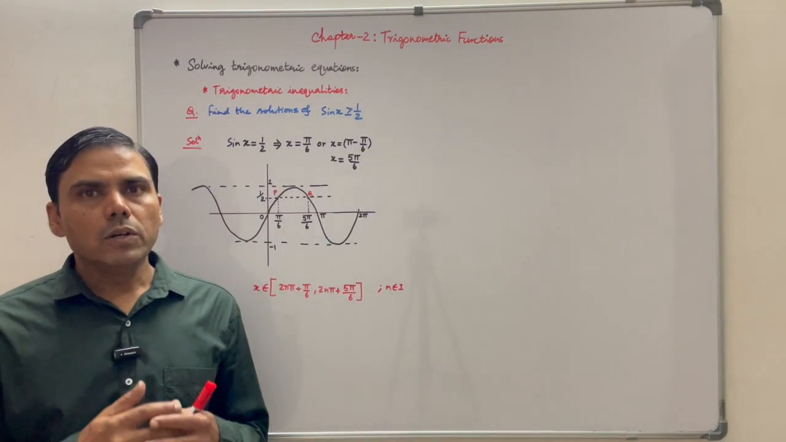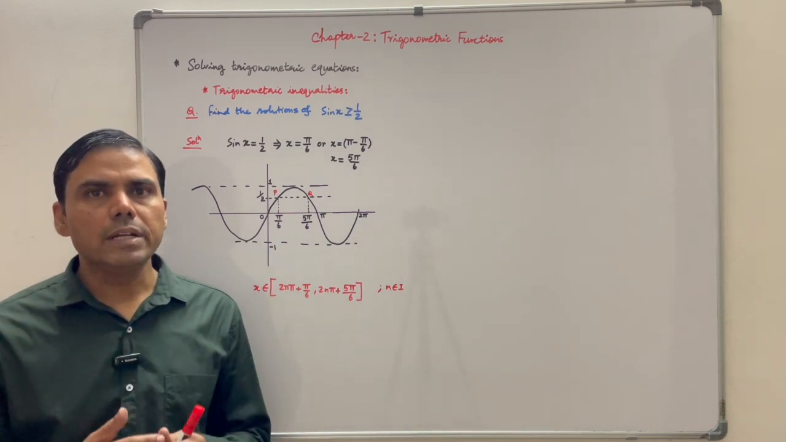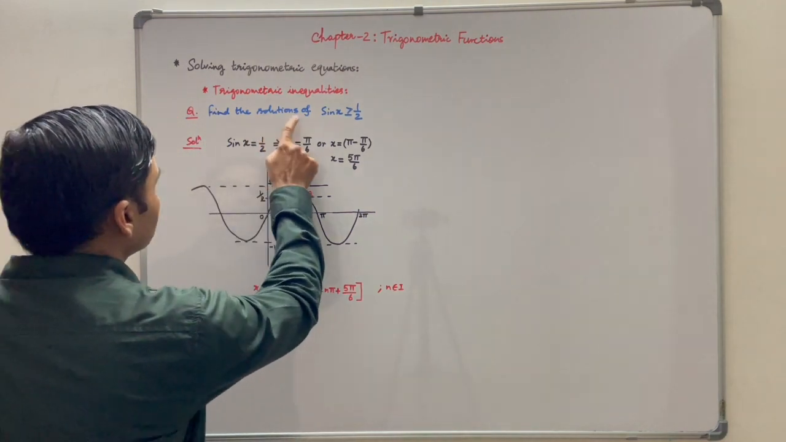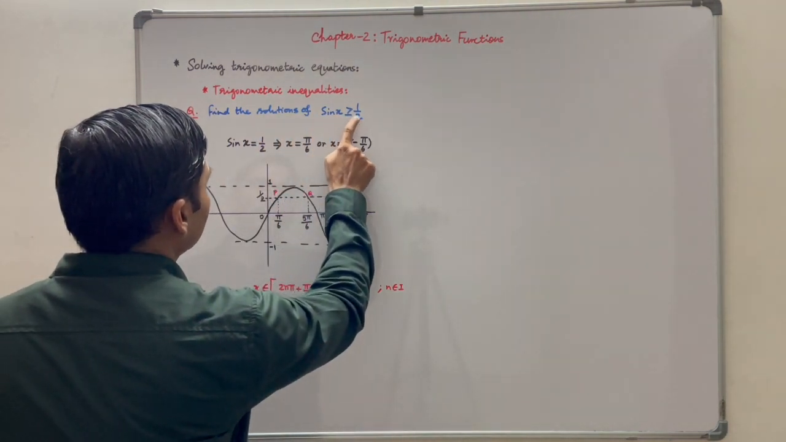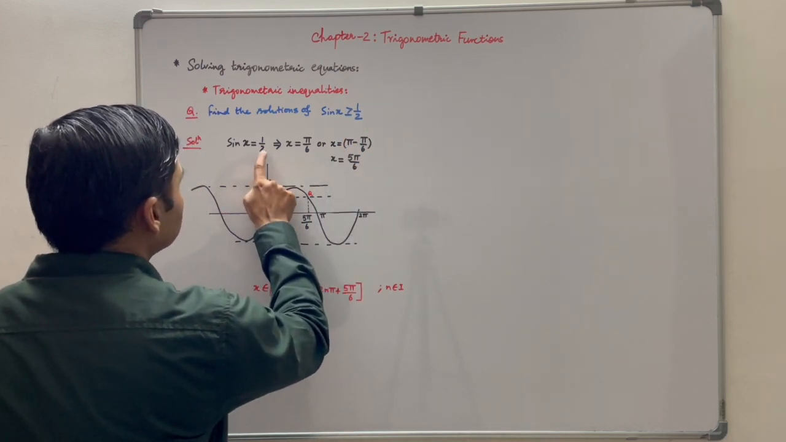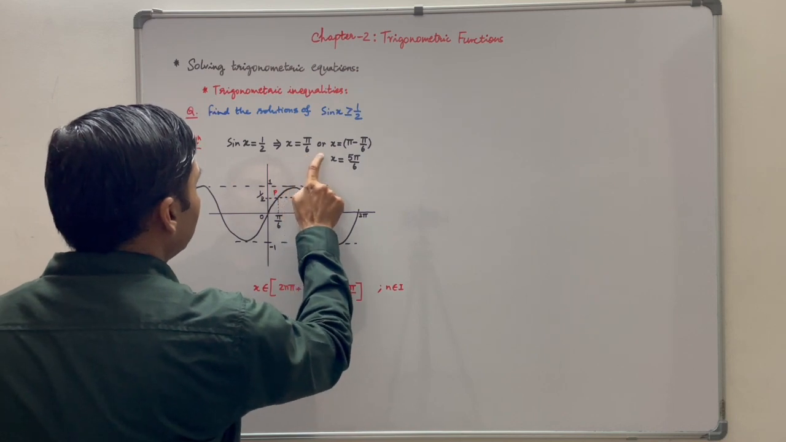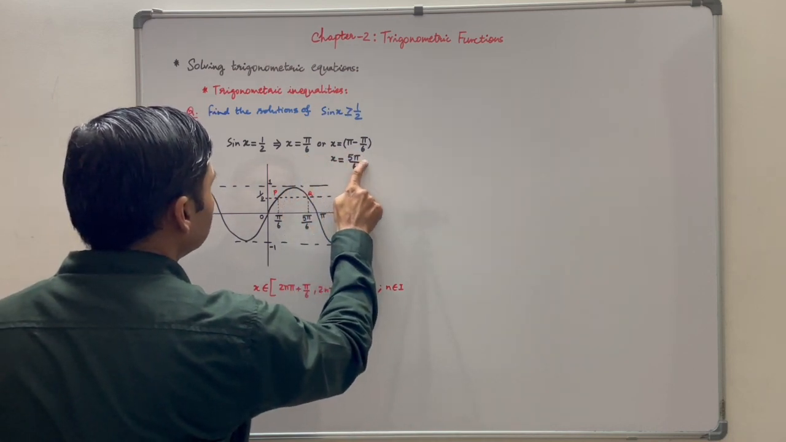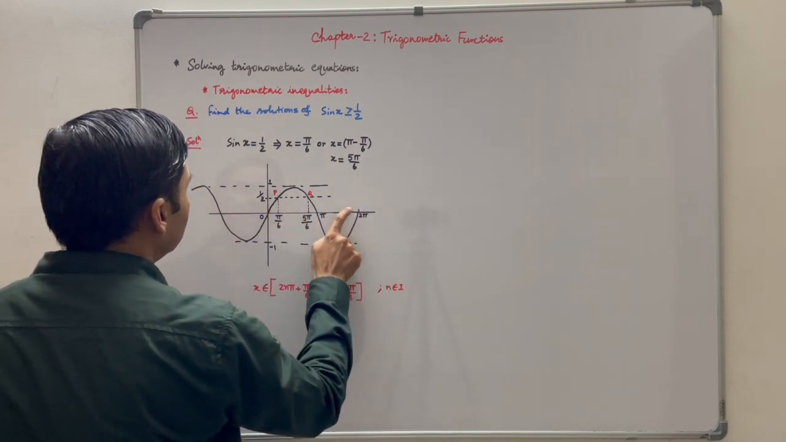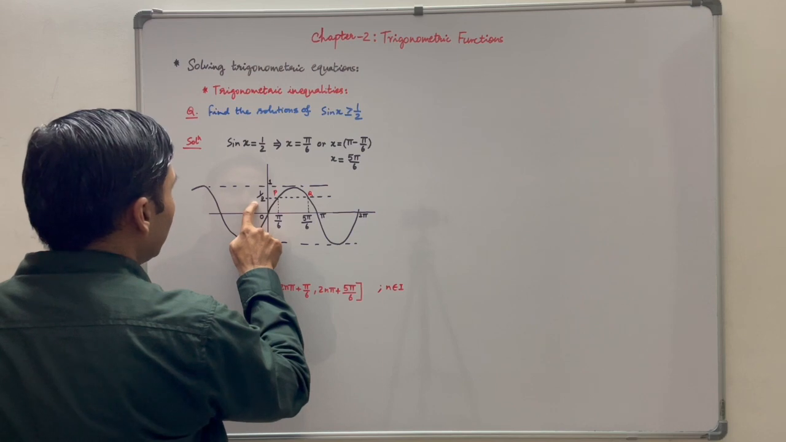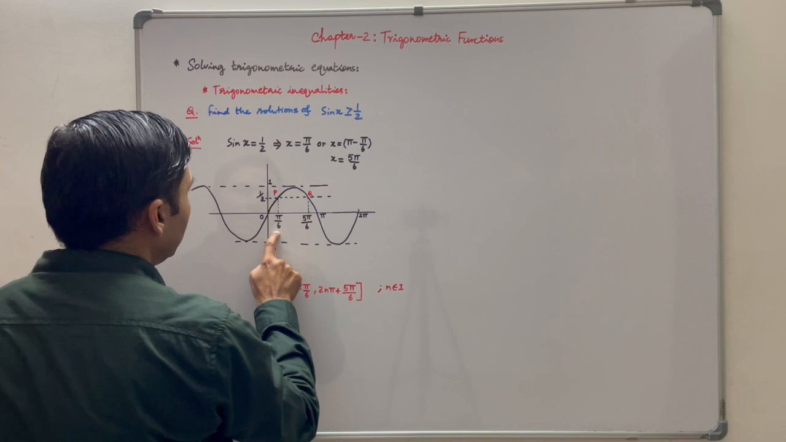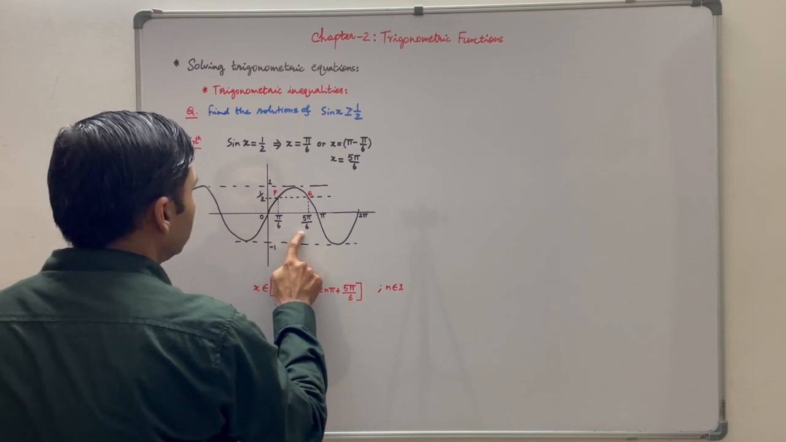Now let us see how to solve trigonometric inequalities with the help of this question. Find the solutions of sin x greater than or equal to 1 by 2. Sin x is equal to 1 by 2 at 2 points. X is equal to pi by 6 and x is equal to 5 pi by 6 between 0 to 2 pi. This is the graph of sin x. 1 by 2 value is achieved at 2 points P and Q, that is at x is equal to pi by 6 and at x is equal to 5 pi by 6.